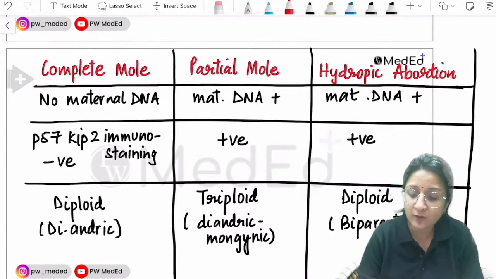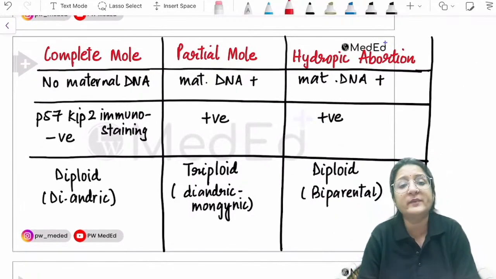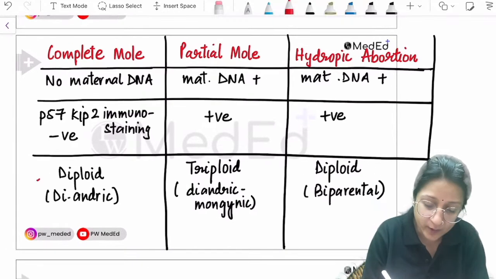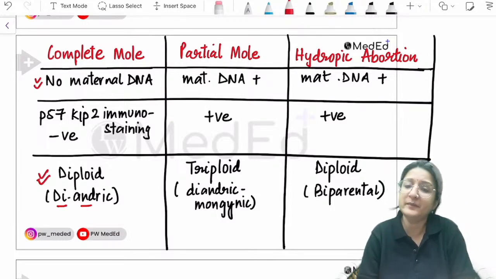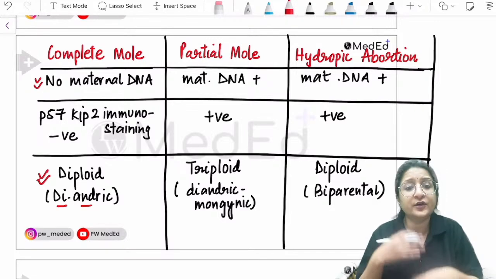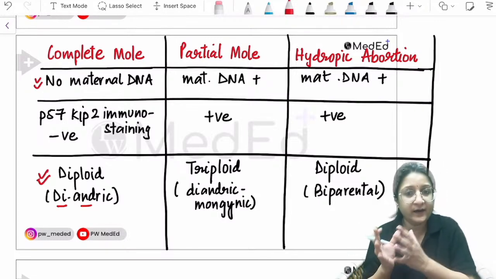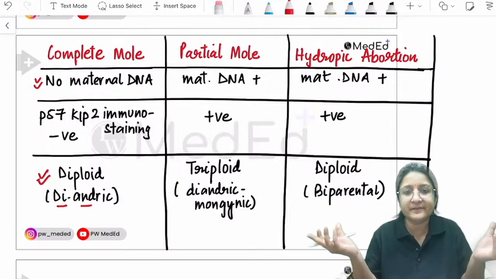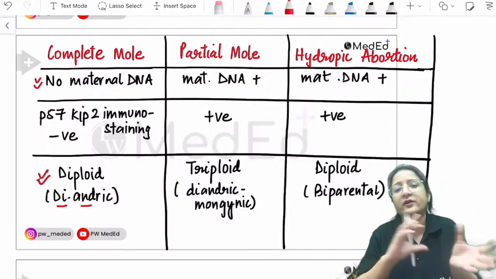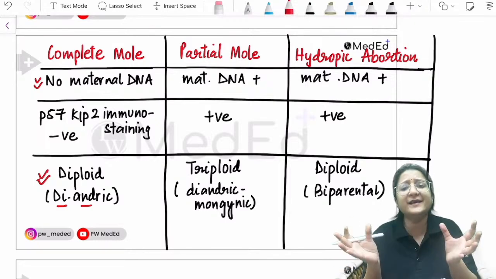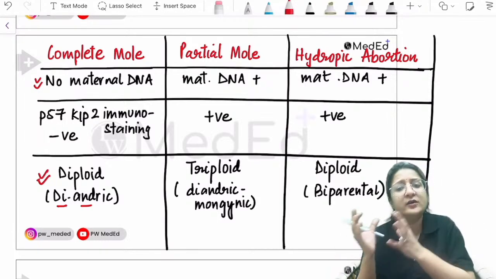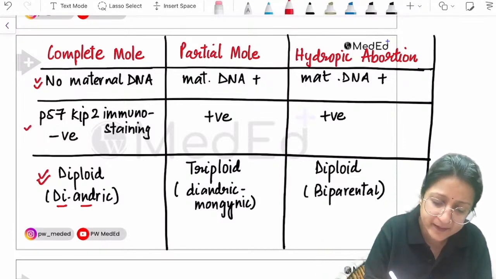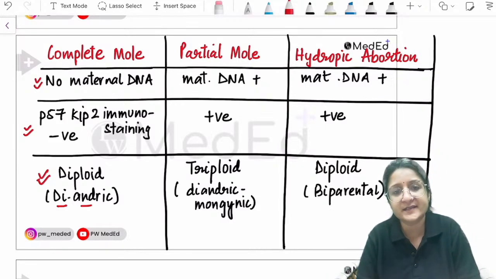In a complete mole, we have all read that there is no maternal DNA. It is diploid, and both the chromosomal material is coming from the male partner, right? So diandric. Molecular genotyping will help us with that, to find out whether it is diandric or digynic or monogynic. So basically, whether it is maternal DNA or paternal DNA, molecular genotyping will help with that. And in a complete mole, P57 KIP2 immunostaining is negative.